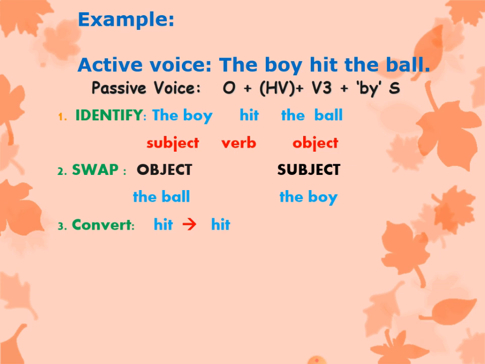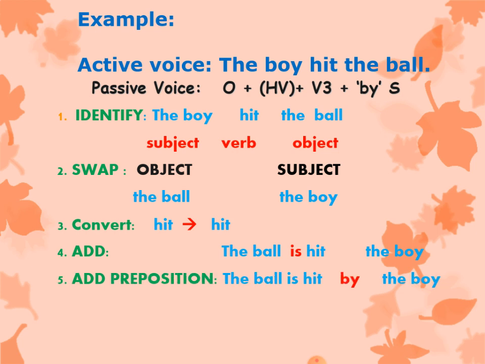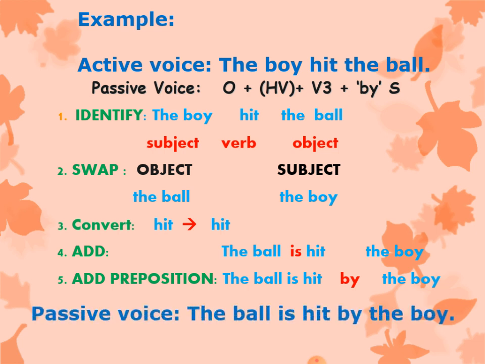Third step, convert the verb into past participle form. In the given sentence, hit is a verb and the past participle also remains the same. Add a helping verb. The sentence is in a present tense, so the helping verb we'll use is. The ball is in a singular form, so we will be using the helping verb is. The last step, add a preposition by. So the sentence becomes, the ball is hit by the boy.